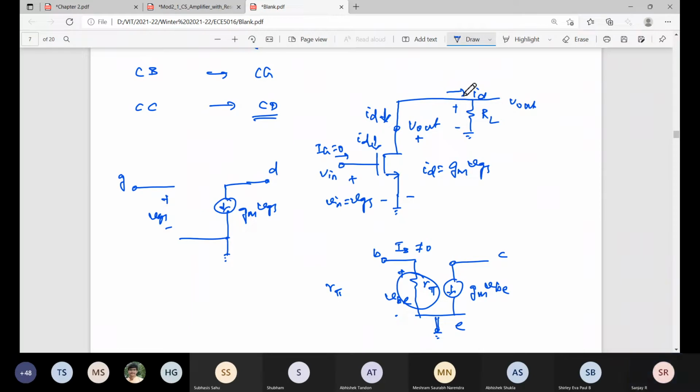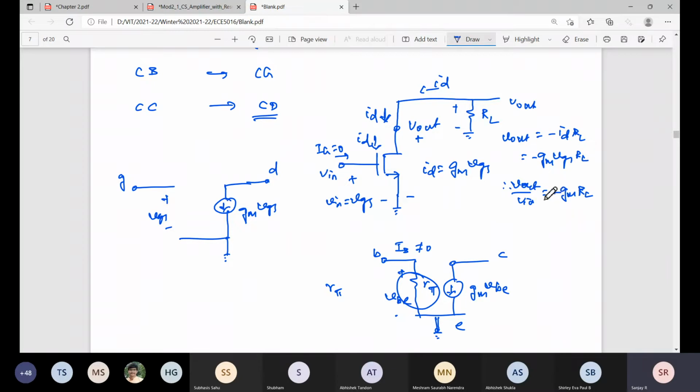Am I right? Yes, sir. You can see the current direction is here. So what is Vout here? Minus ID into RL. So ID equals minus GM VGS, into RL. VGS is the input. So Vout by Vin equals minus GM into RL. That negative sign indicates opposite polarity. That means the common source amplifier is an inverting amplifier.